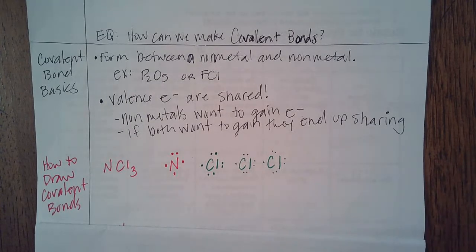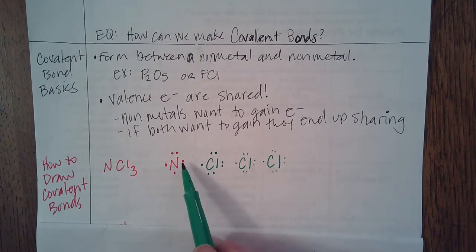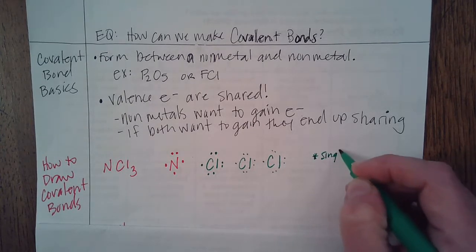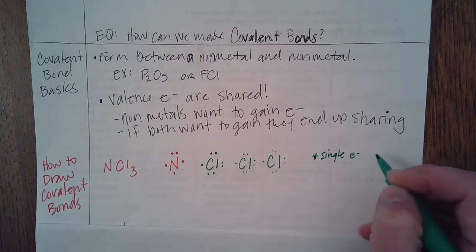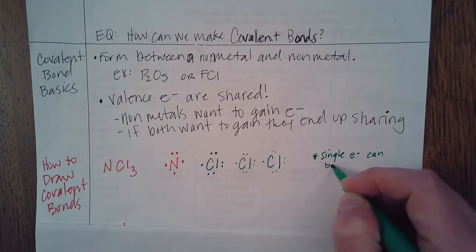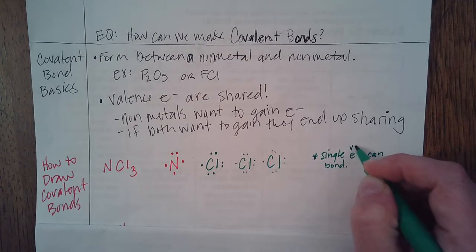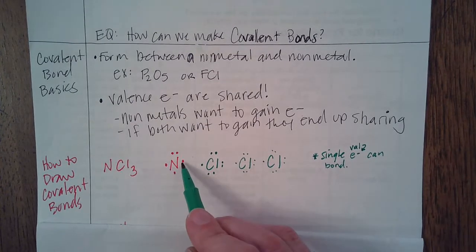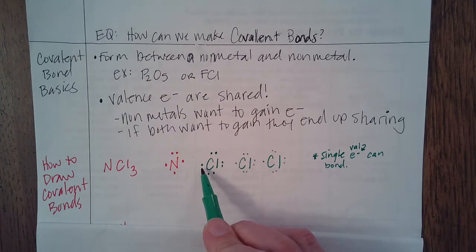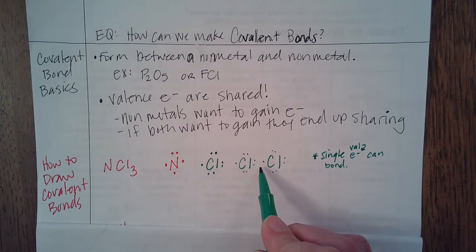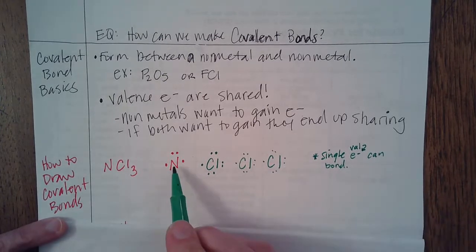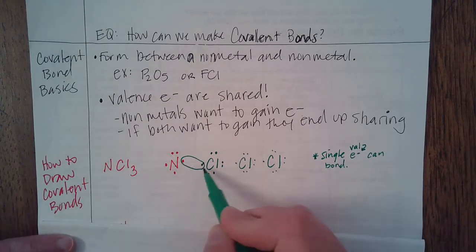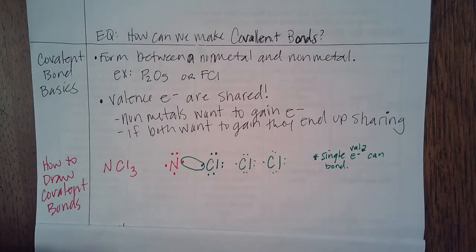Okay. Now, look how many bonds nitrogen can make. Remember, single electrons can bond. And of course, these are valence electrons, right? He can make 3 bonds. Well, look at these guys. They each can make a bond. So we're going to push these 2 together, right? This and this guy. They're going to end up sharing those 2 electrons.